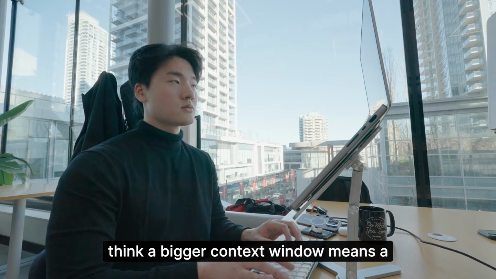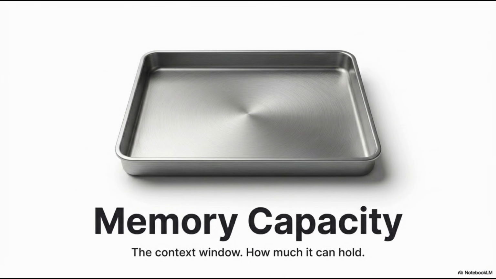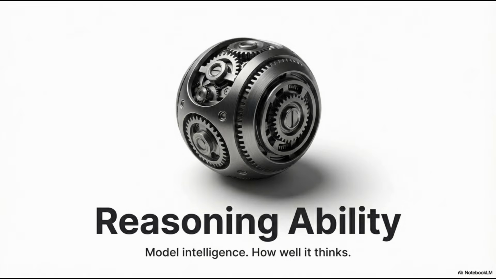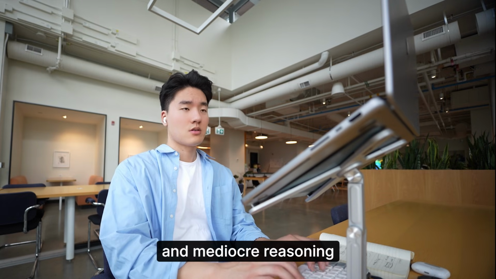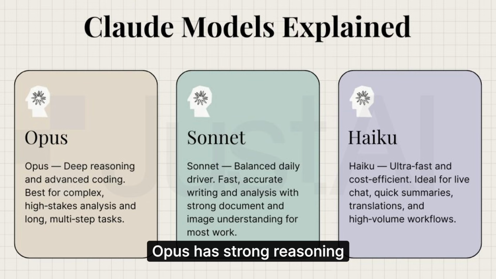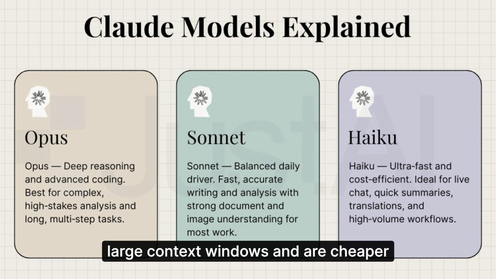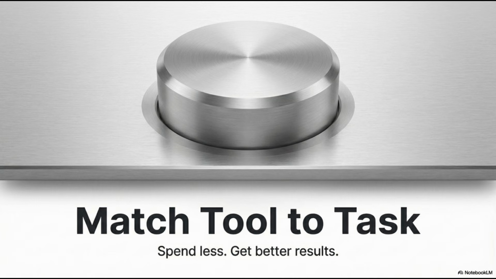They think a bigger context window means a smarter model. It doesn't. Context window is memory capacity, how much information the model can hold at once. Intelligence is reasoning ability, how well the model thinks through problems. You can have a massive context window and mediocre reasoning, or a smaller context window and brilliant reasoning. They're independent. Opus has strong reasoning. That's why it's the parent agent. Sonnet and Haiku have large context windows and are cheaper. That's why they're subagents. You match the tool to the job. Not every job needs the smartest model. Most jobs need enough memory and decent reasoning.